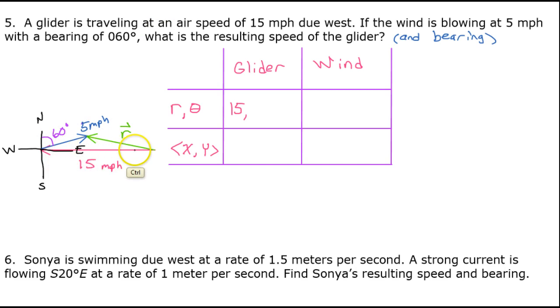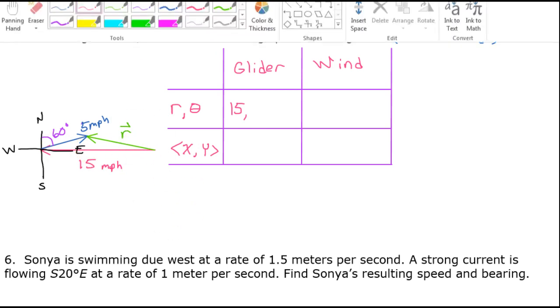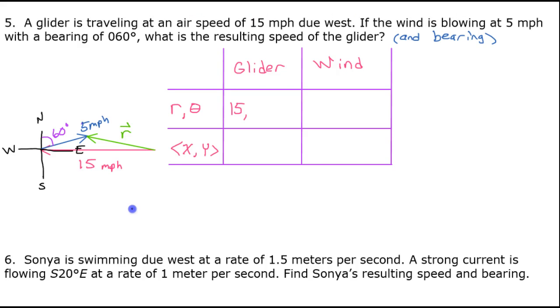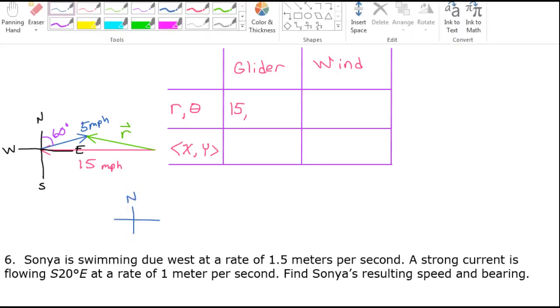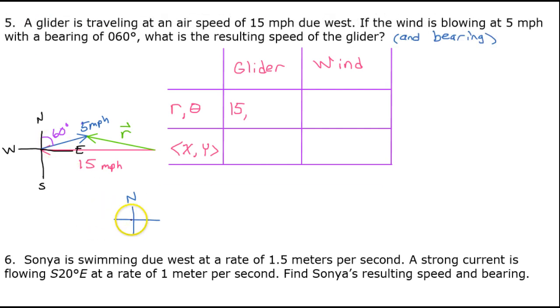So, in that sense, since this is going due west, you know what, I feel like I should draw a separate little compass rose. Alright, if this is north and we're talking about a quantity that's going due west, then the angle measured from east is 180 degrees. So magnitude and direction, 15 and 180 degrees.